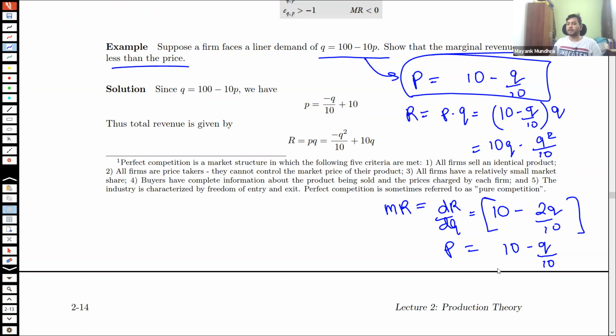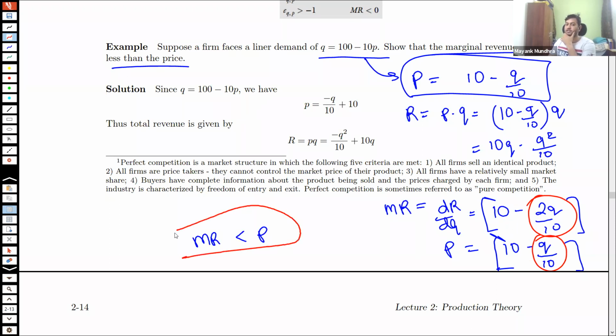Now remember, from this equation, price equals 10 minus Q by 10. So if I compare these two things, I can establish that marginal revenue is less than price, because you are subtracting a larger quantity from 10 in marginal revenue. You see, you're subtracting only Q by 10 from 10 in price, but you're subtracting 2Q by 10 from 10 in marginal revenue. So marginal revenue is less than price.